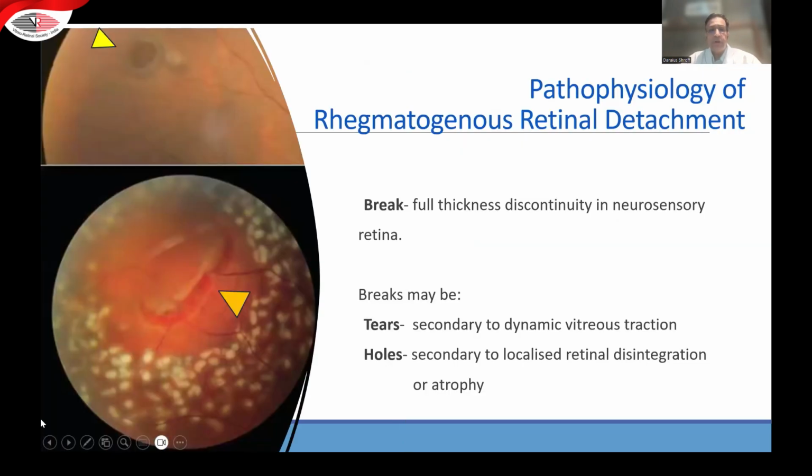If we come to pathophysiology, this is what matters the most, the retina break, which is the full thickness discontinuity in the neurosensory retina. It can be a tear. You can see here, this is due to dynamic vitreous traction, and you can see a big tear of the retina, which is lifting up the vessels, along with the laser around it. Otherwise, you can have holes which can be secondary to localized retinal degeneration or atrophy. And here you have a round atrophic hole and an operculum. It's very important to find these lesions because these are the ones which are going to cause your retina detachment that you're going to treat.